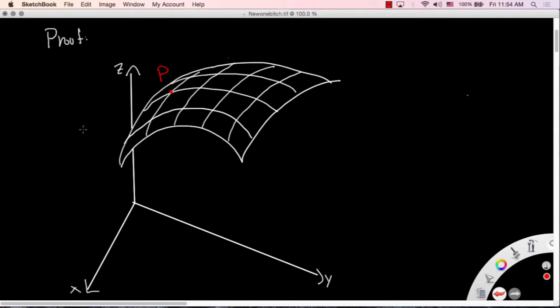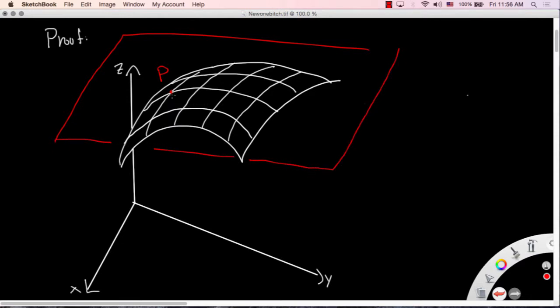At this point here, we'll draw a tangent plane that will just kiss that point. Now this tangent plane is an approximation to the surface, so this tiny square, or rectangle I should say, is an approximation to the area of that small little rectangle on the surface.